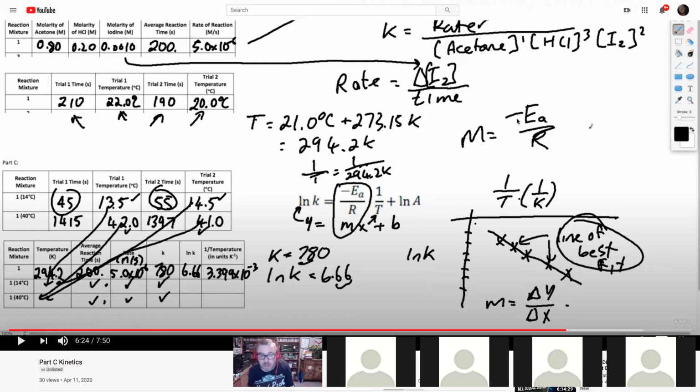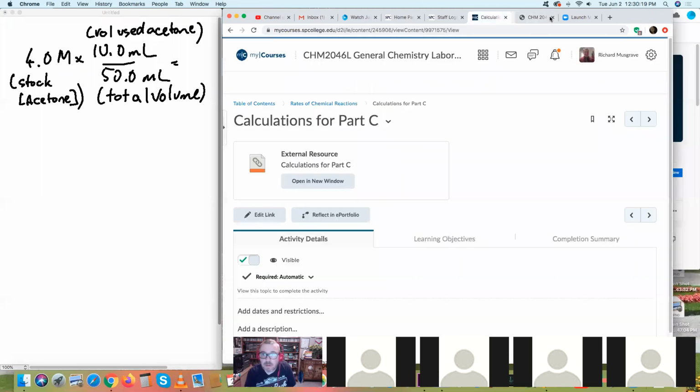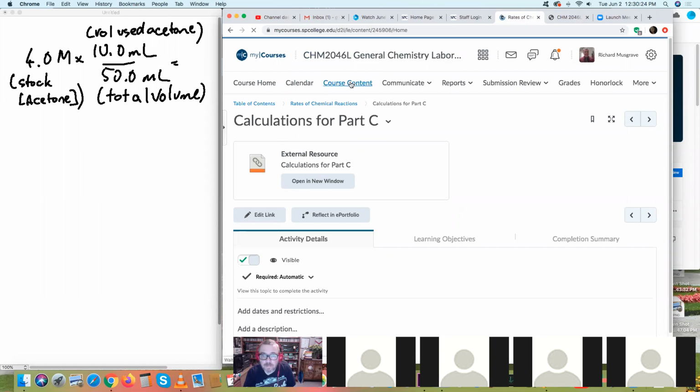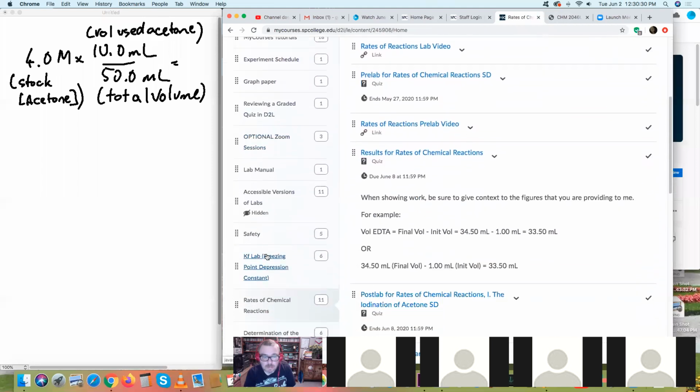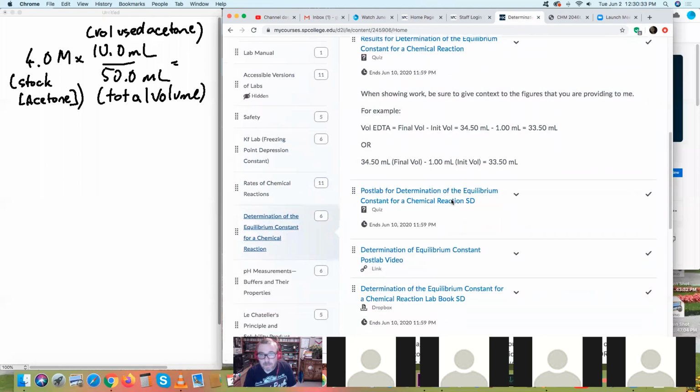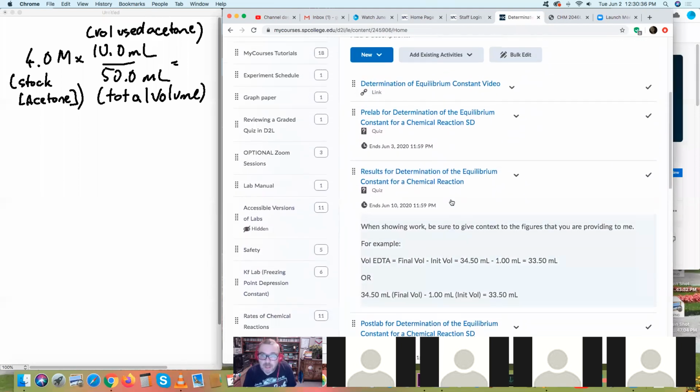I want to talk about the equilibrium constant a little bit here. But does anybody have anything else about the rate of reactions lab? Okay. So the pre-lab for this next lab will be due on June 3rd, as you can see here. So that's going to be tomorrow. The pre-lab itself actually isn't too bad.